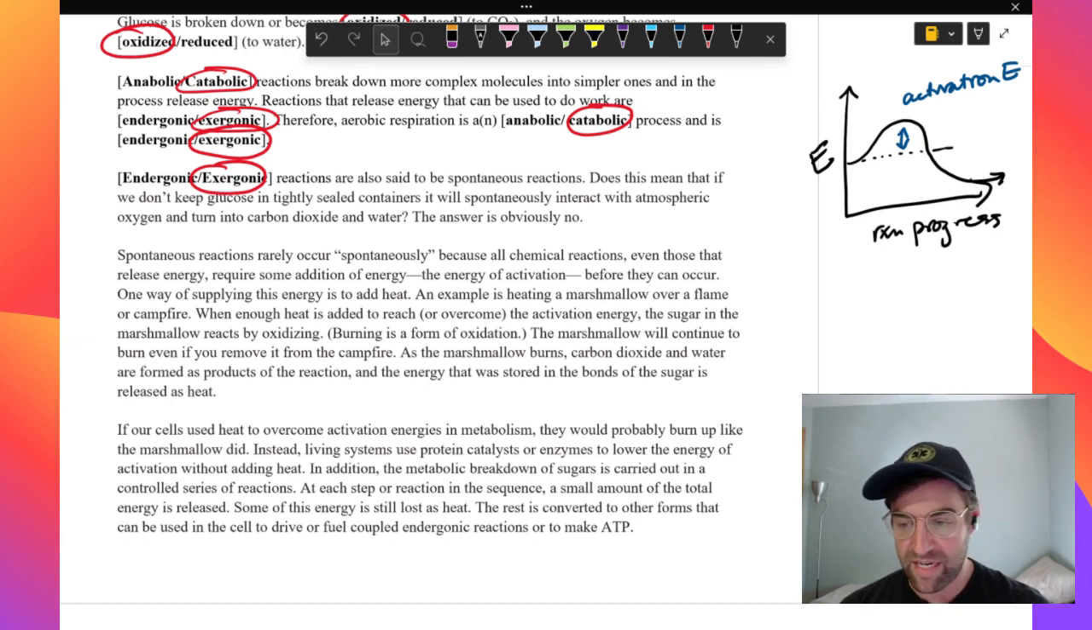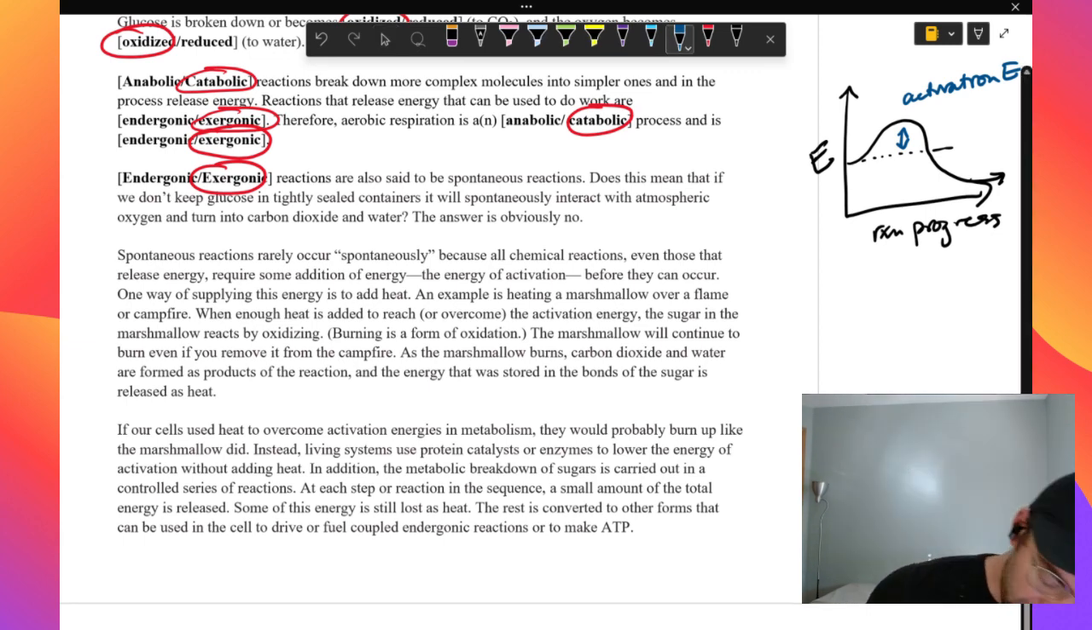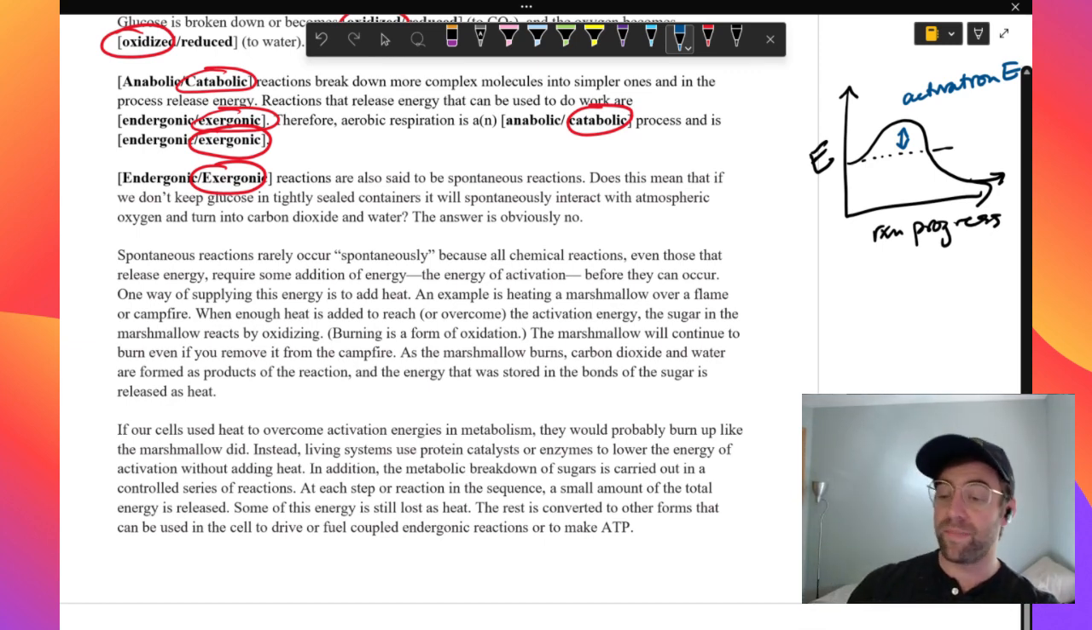So if our cells used heat to overcome activation energies in metabolism, they would probably burn up like the marshmallow did. Instead, living systems use protein catalysts, or enzymes, to lower the energy of activation without adding heat. In addition, the metabolic breakdown of sugars is carried out in a controlled series of reactions, and at each step in the sequence, a small amount of the total energy is released. Some of this energy is still lost as heat. The rest is converted to other forms that can be used in the cell to drive or fuel coupled endergonic reactions or to make ATP.